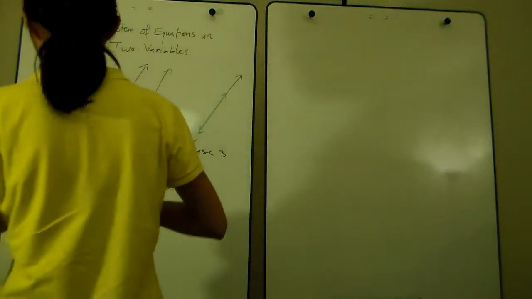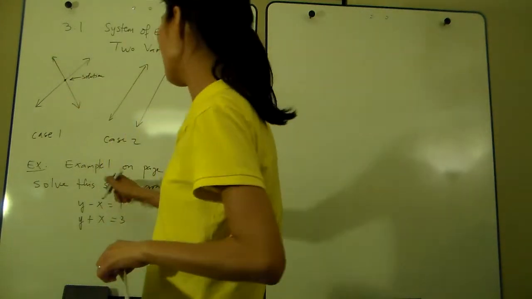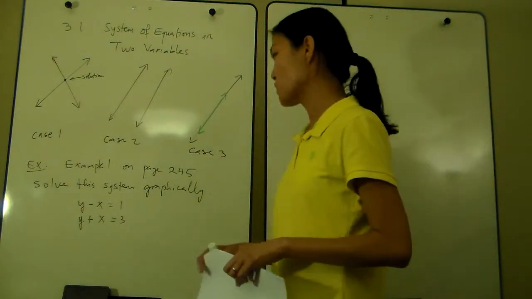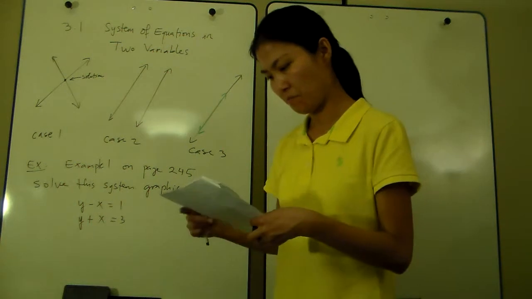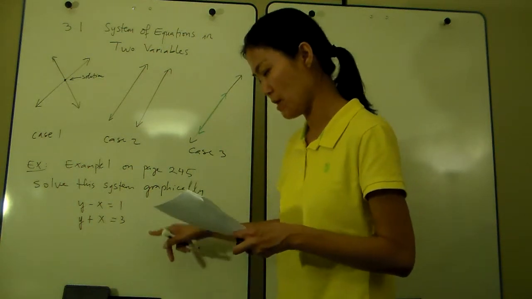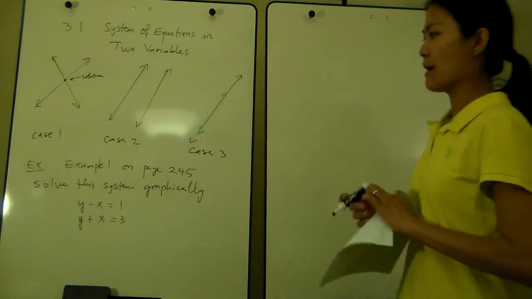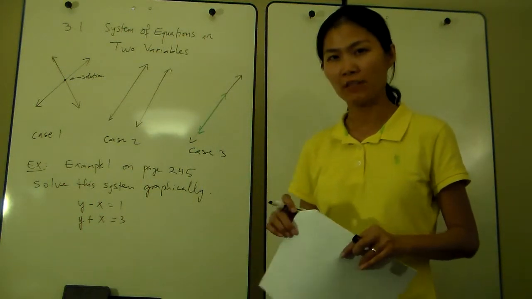Let's solve this example. This is example 1 on page 245. Solve this system graphically. There are two equations: y minus x equals 1, and y plus x equals 3. By now, I hope you all know how to graph a line.